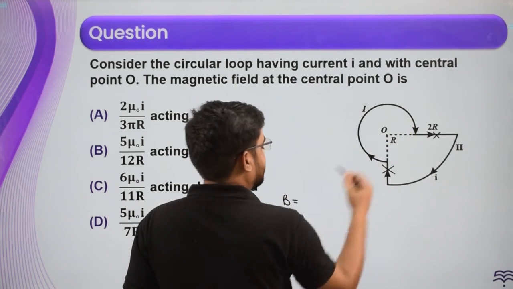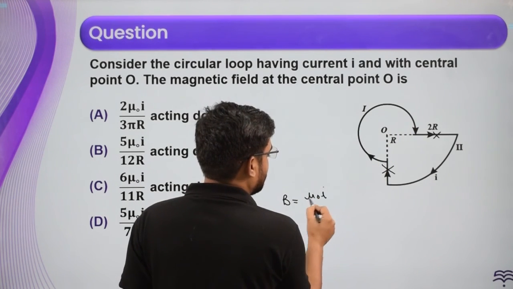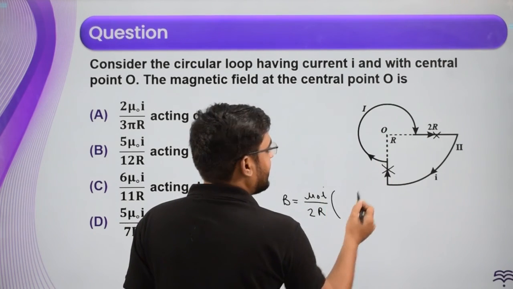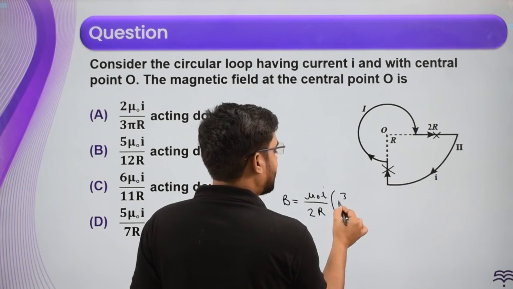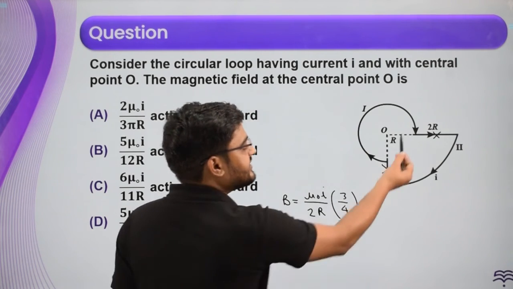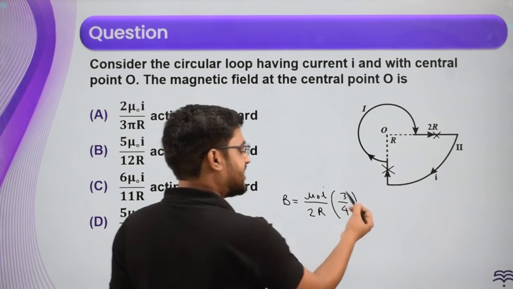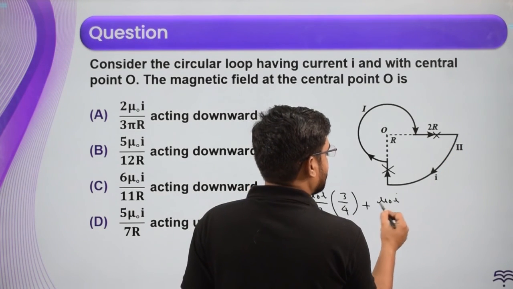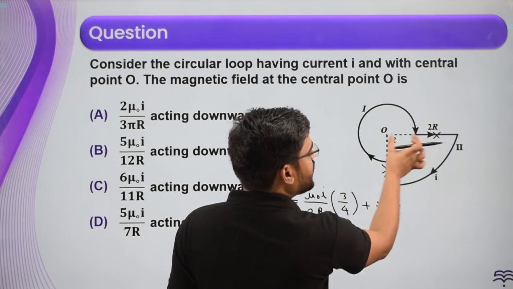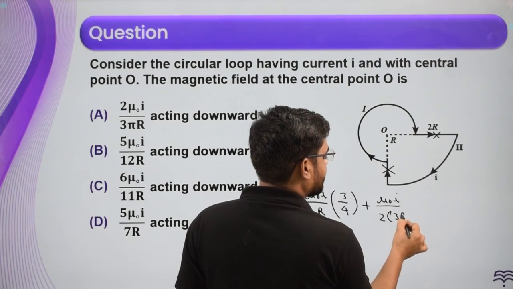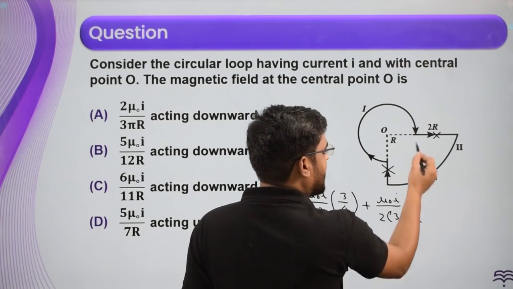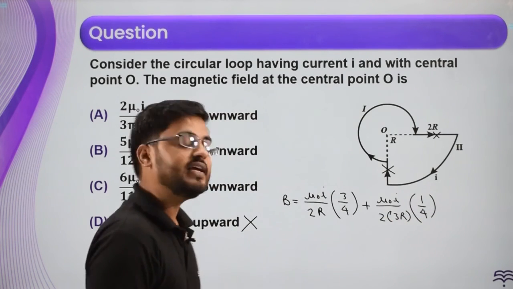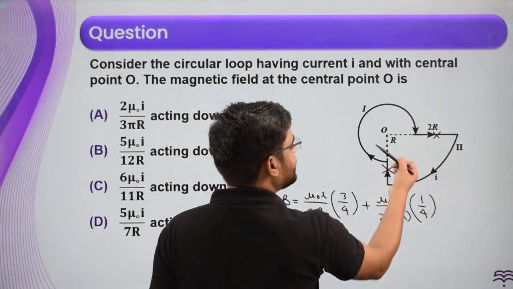So due to this part, it is basically mu naught I by 2r, and the radius is how much? It is r. And then how much part of the full? It is 3/4 as you can see, or you can also go like this: it is 3 pi by 2 divided by 2 pi, right? Theta upon 2 pi. Plus, due to this one, it is again mu naught I by 2r. What is the radius? This is 2r and this is r. So total radius is 3r. And then how much part? 1/4 part of the full, or you can also go like theta upon 2 pi, where theta is pi by 2. So pi by 2 upon 2 pi.